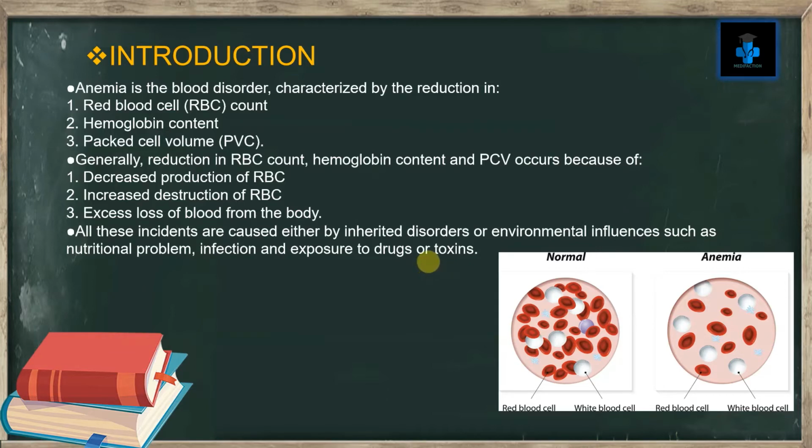All these incidents are caused either by inherited disorders or environmental influences such as nutritional problem, infection, and exposure to drugs or toxins. Here you can observe the number of red blood cells is more. This is the normal condition, and in this anemic condition you can observe there is decreased number of RBCs.